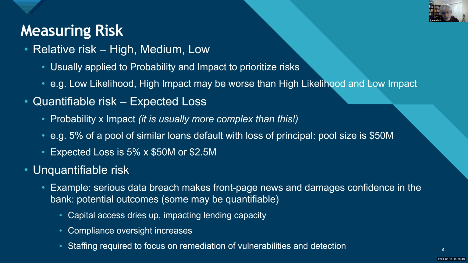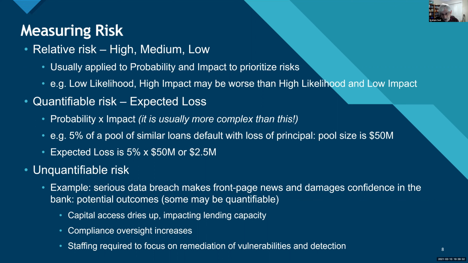The third kind of risk is the hardest one, where you just can't quantify it. And so here's an example. If a serious data breach makes front page news, and we always used to say in banking, the worst thing that can happen to us is to be celebrated on the front page of the Wall Street Journal. It's almost always bad news. And when that happens, it damages confidence in the bank. All sorts of things can happen, and some of them could be quantifiable. But for example, our access to loan capital may dry up because confidence in our ability to repay it may have gone. So now we may not be able to lend so much.